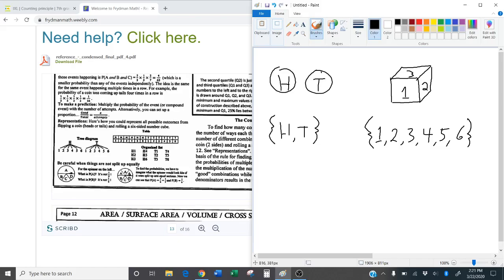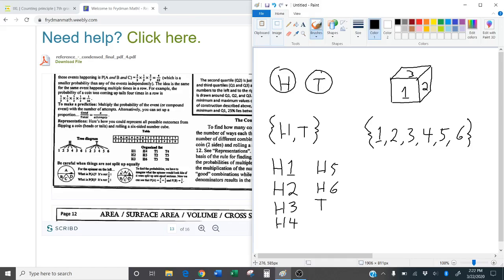Now, what if I wanted to flip the coin and then roll the die here? What might happen? Well, I might get a heads from the coin, and I might get a 1 from the die or the number cube. Or I might get a heads and roll a 2. Or I might get a heads and roll a 3. Or heads 4, heads 5, heads 6. So far those are 6 combinations, but I also might flip the coin and get a tails.